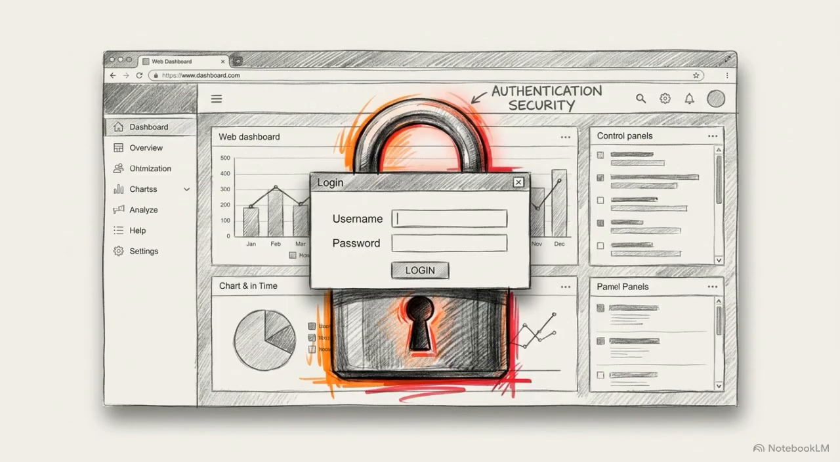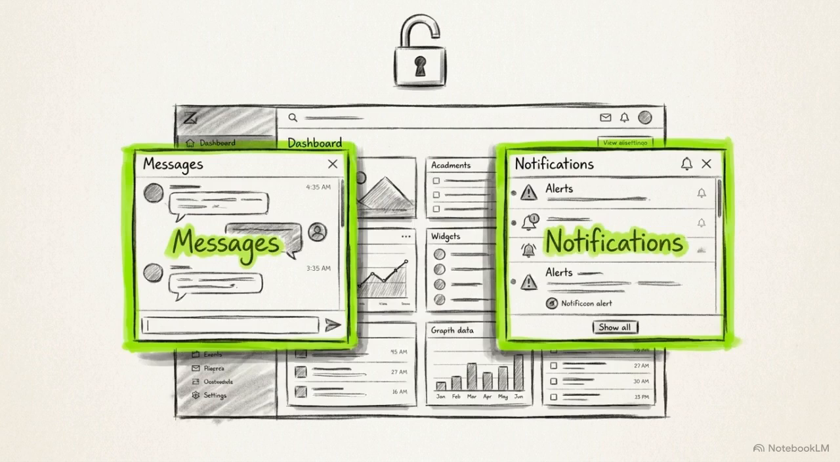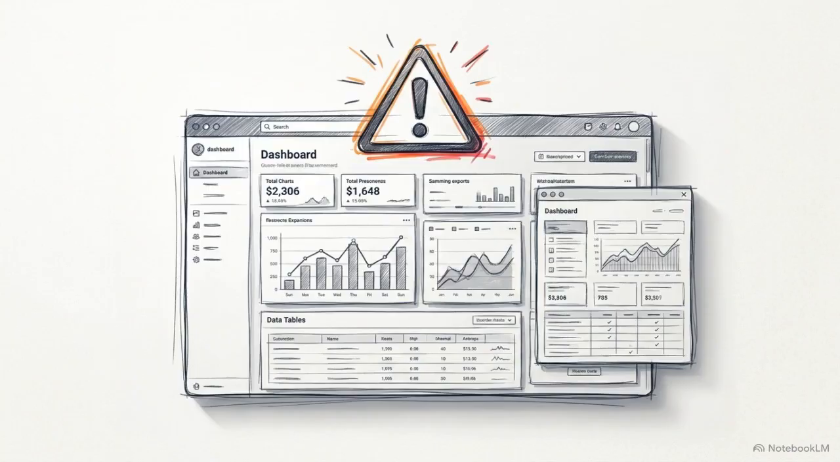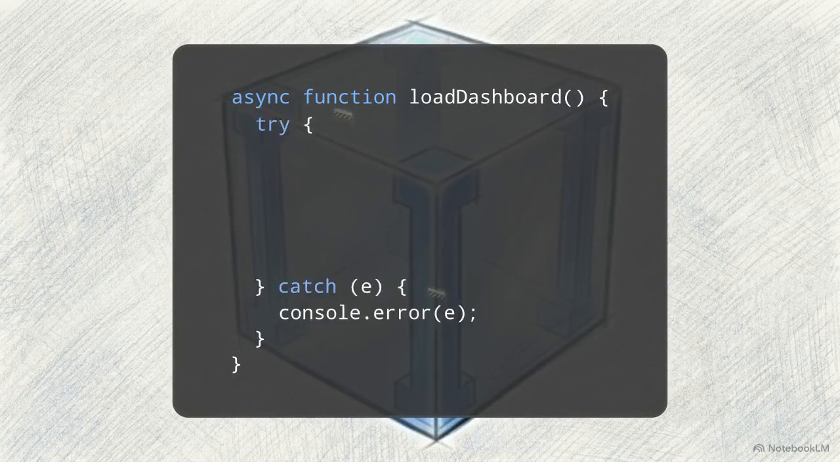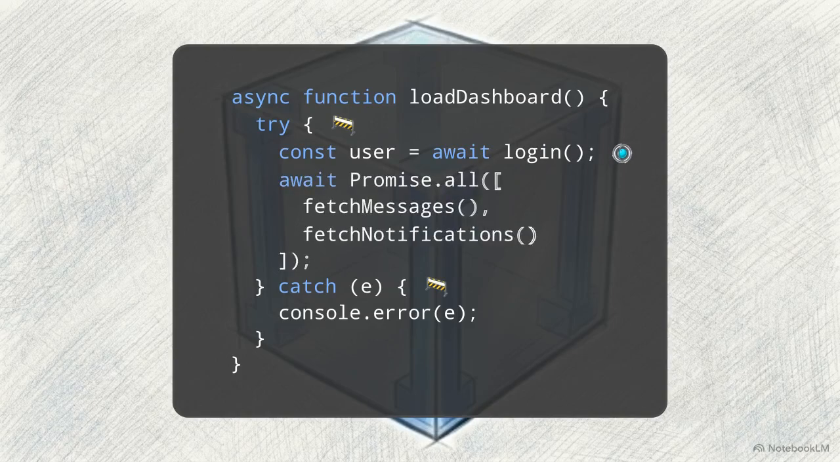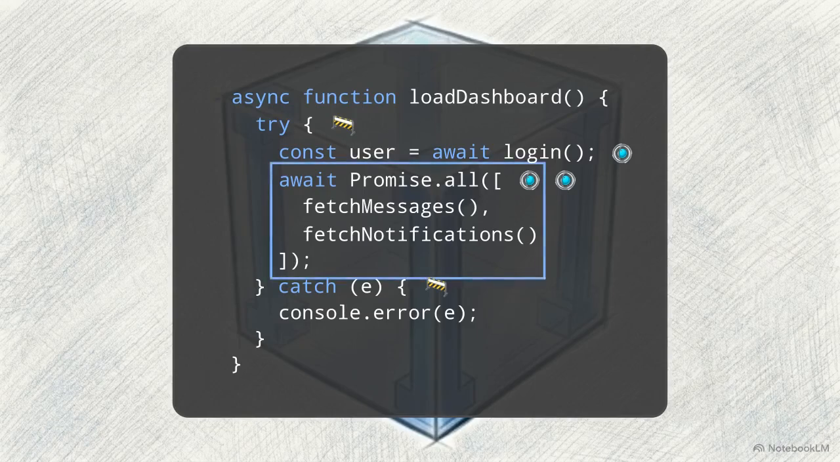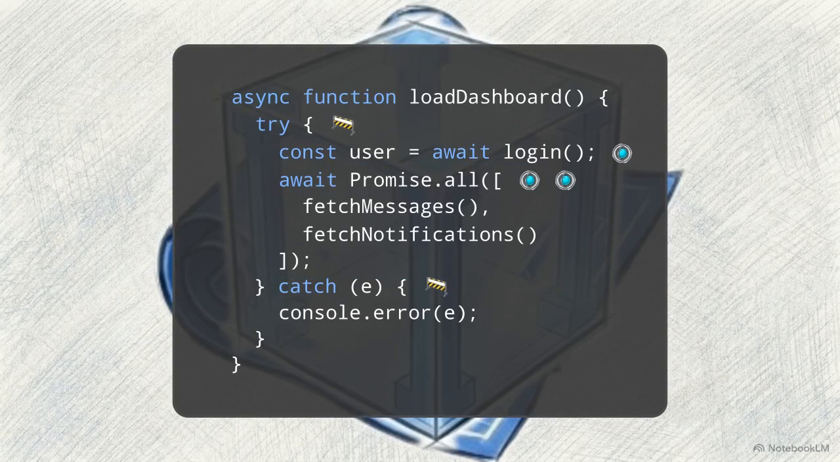Let's apply this to a production-grade scenario. We are building a dashboard that requires the user to authenticate first, and then immediately fetch their messages and notifications at the same time, with a fallback if the UI fails to load. We start with an async wrapper and lay down try-catch guardrails. We await the login process, then deploy Promise.all to fetch notifications in parallel. This establishes a reliable blueprint, extracting values with await, securing execution with try-catch, and maximizing speed with Promise.all.